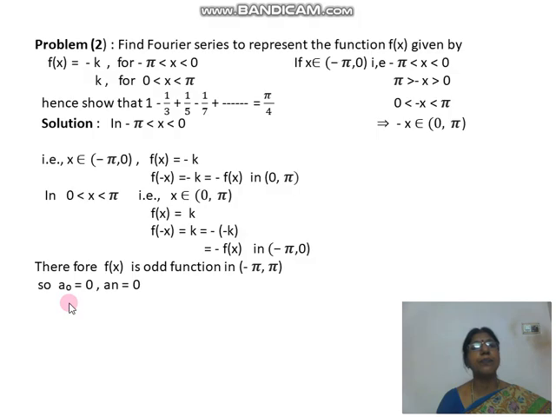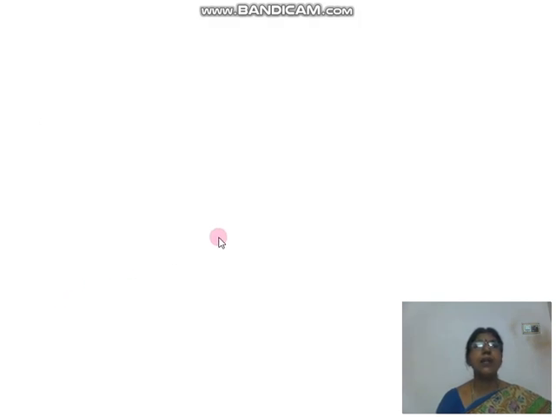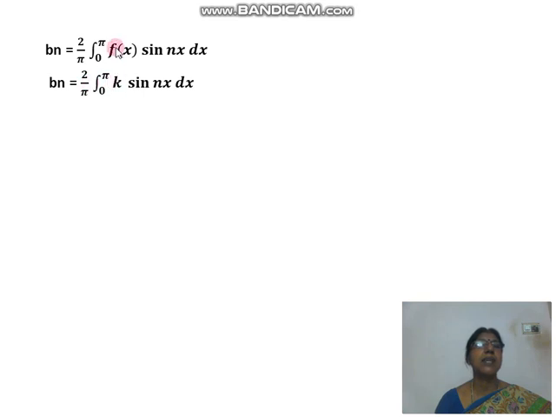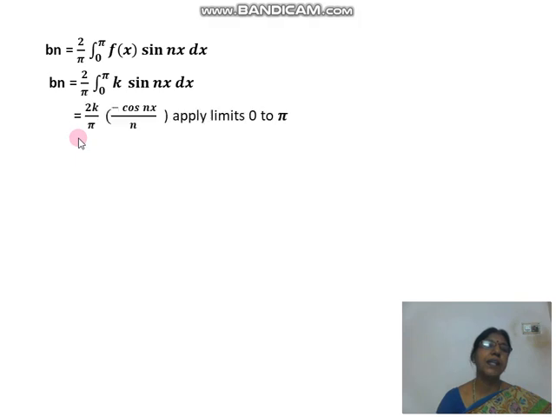So a0 is equal to 0 and an is equal to 0. Now we only find the bn value. What is bn? If it is an odd function in minus pi to pi, then bn is 2 by pi integral 0 to pi f of x sin nx. In 0 to pi the function is k. Substitute k in place of x, you get integral k sin nx. K is a constant, it does not contain any x terms, so bring it outside of the integral. It can be written as 2k by pi integral sin nx dx.